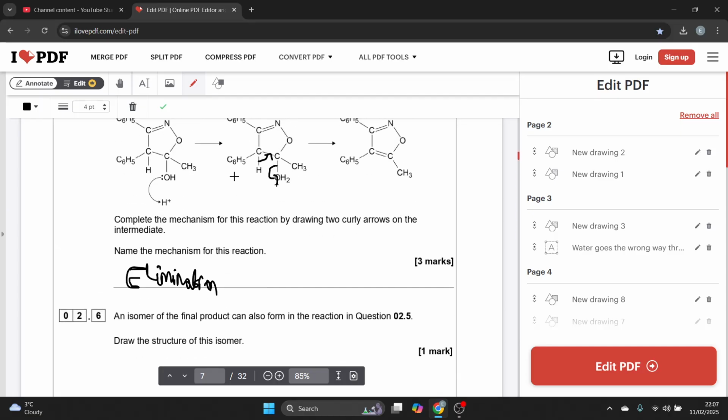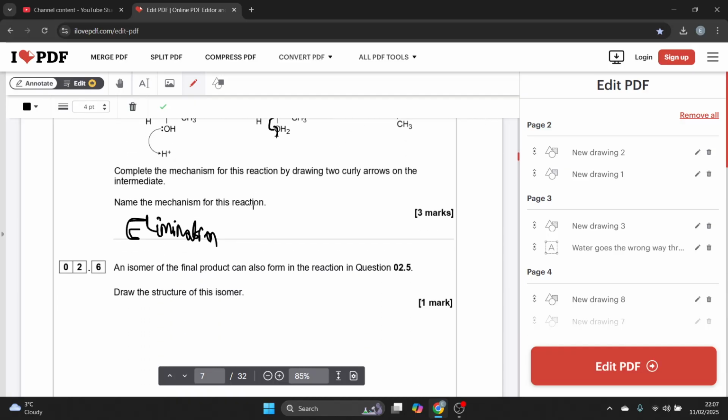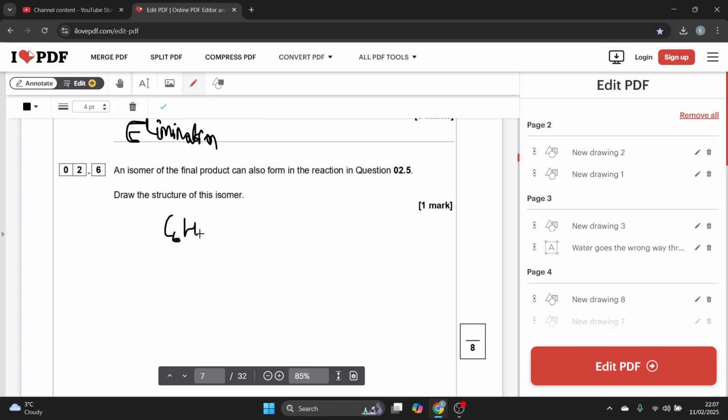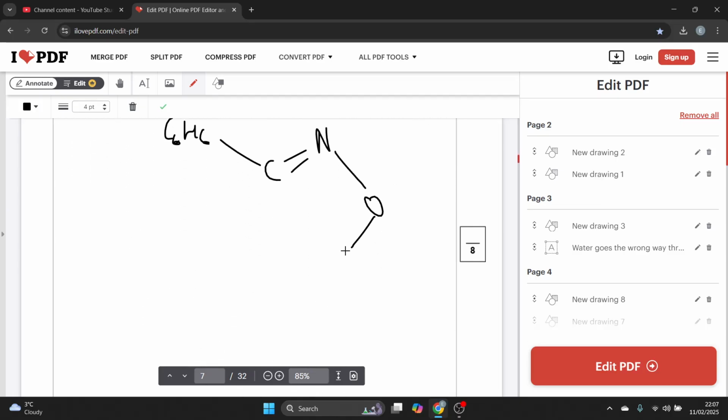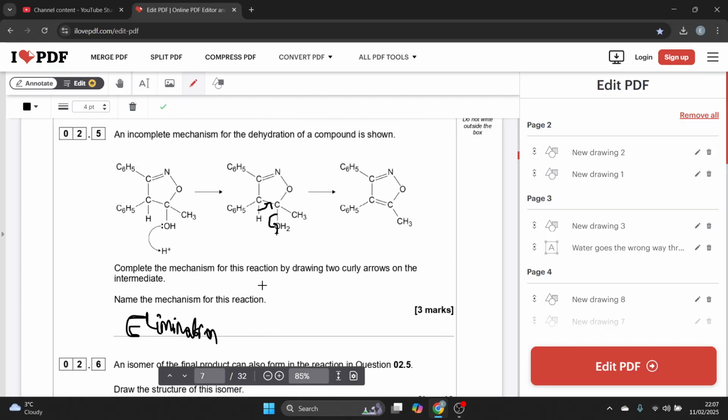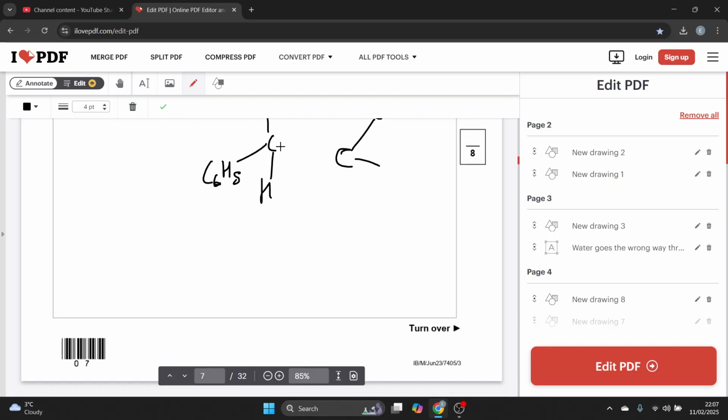An isomer of the final product can also form in the reaction, question 2.5. Draw the structure of this isomer. The isomer of this, well, it's just going to be C6H5, C double bond N, O, C, C. Yeah, instead of that, I can have C6H5H. These joined together. I've got a double bond CH2 here.